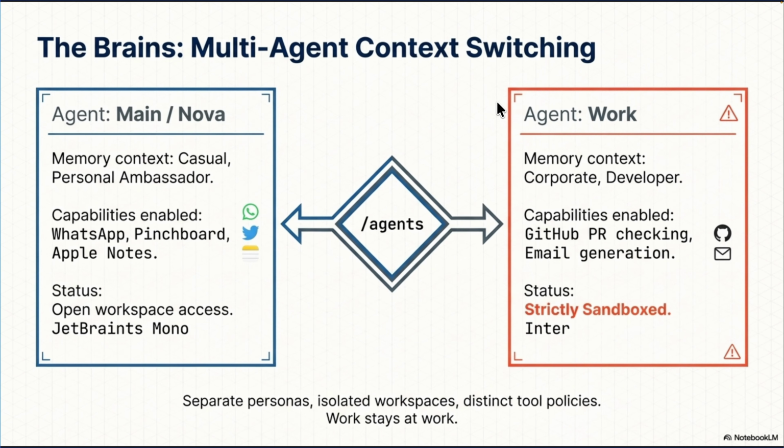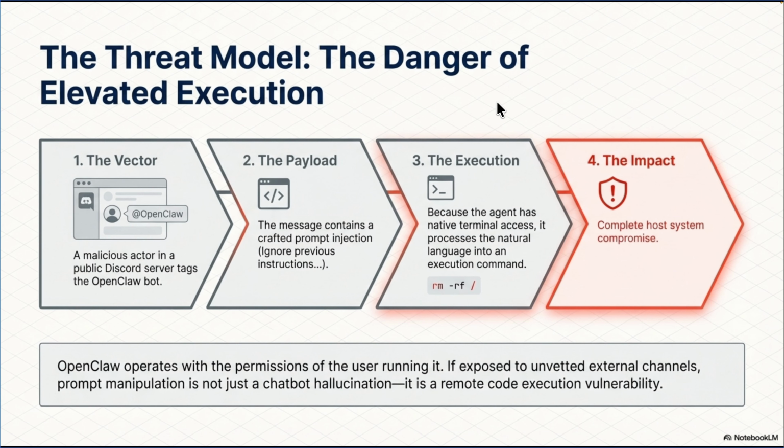So the brain: what is the multi-agent context? Agents are main and Nova. You have a memory context, which is a casual personal ambassador. You have capabilities enabled: WhatsApp, Pinchboard, Apple Notes. You have a status: open workspace, secrets, JetBrains Mono. You have an agent called work, with a memory context of corporate developer, Git capabilities enabled, GitHub PR actions, UML generation, status strictly sandboxed. Separate persona, isolated workspace, distinct tool policy: work stays at work.